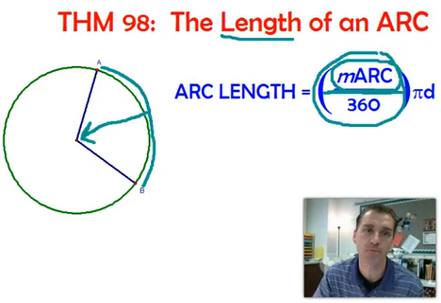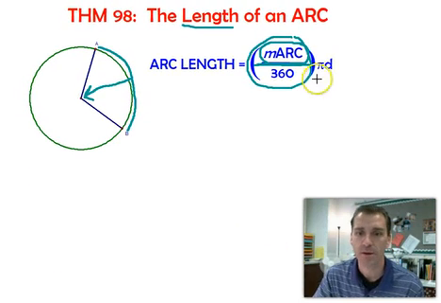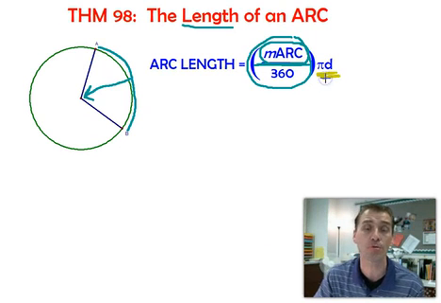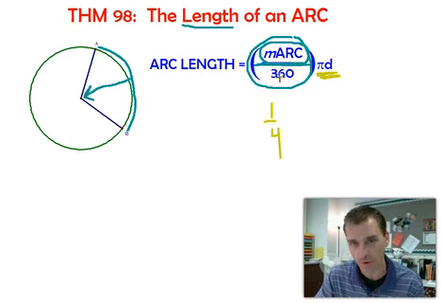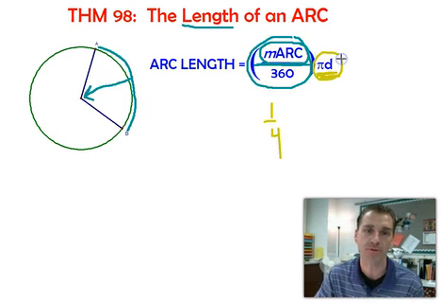Then notice over here to the right, what you're looking at is nothing more than the simple circumference of the circle, the total circumference. So it's a fraction, whether it be 1/4 or 1/6 or 1/8 or 1/9 or 1/12 or whatever, of the overall circumference. So there is your theorem.